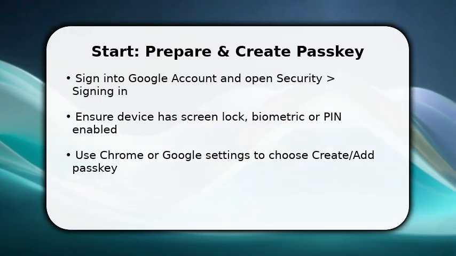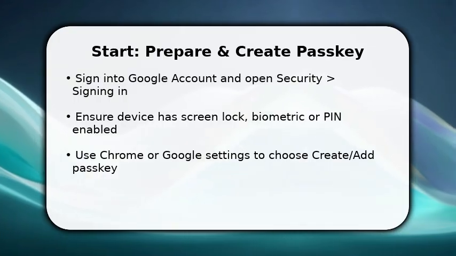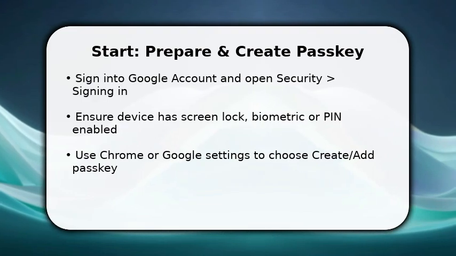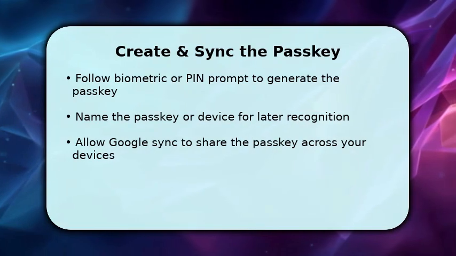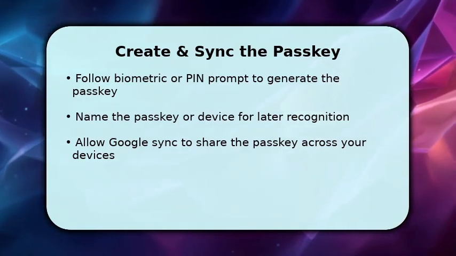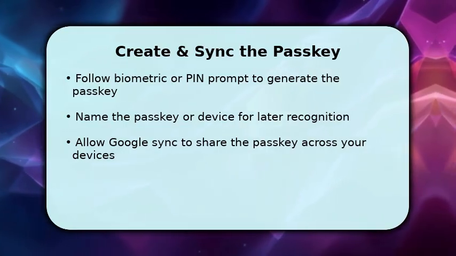Tap Create or Add Passkey in Google's interface and follow the on-screen device prompt to initiate key creation. You're authorizing a strong, device-bound credential rather than a password. Once you trigger passkey creation, your device will prompt for biometric or PIN confirmation. That step both creates and protects the private key on your hardware.